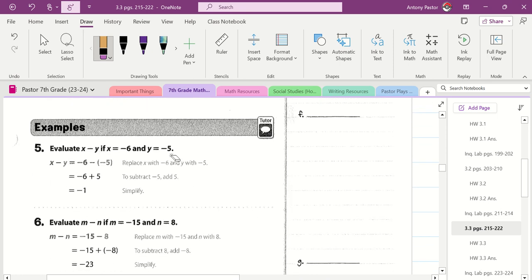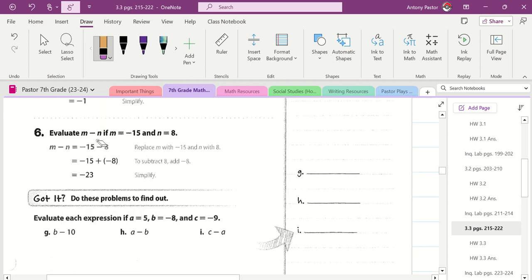Now we're going to have some examples with some variables. x minus y, if x equals negative 6 and y equals negative 5. That's the same thing as saying negative 6 minus negative 5. Instead of the negatives, they will converge into an addition symbol as shown here. So this will become negative 6 plus 5. Or we flip it, and it's the same thing as saying 5 minus 6. It'll be negative 1.